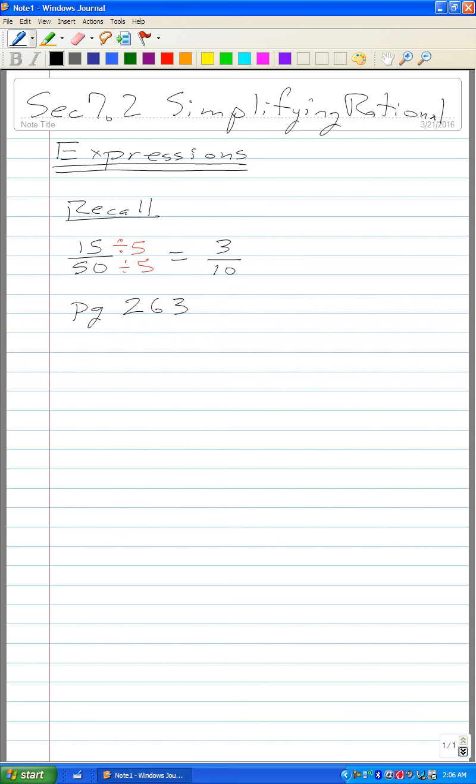So let's do an example on page 263. Let me do problem number 2. 16 over 22. In exercises 1 through 28, write the rational expression in lowest terms. So let's do this. So I can divide both the numerator and denominator by 2. And so I can simplify this to 8 over 11.